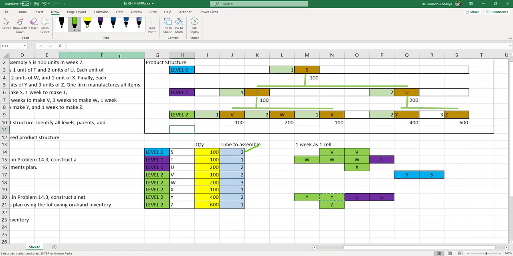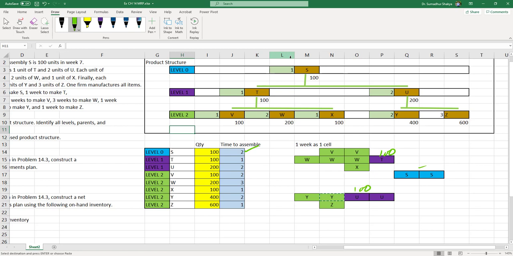For every unit of S, it will take us 2 weeks. Quantity is given here. For every 100 units of S, I need 100 units of T and U. So this would be 100 of T and 100 units of U.